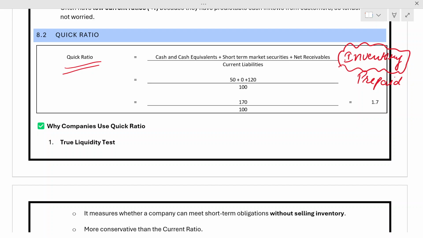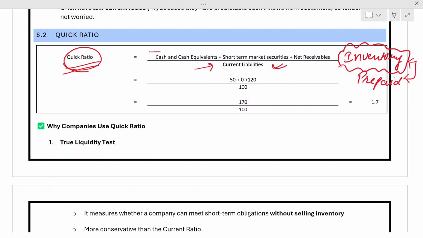For example, you have given advance rent to someone else. Now that advance rent is there, but you cannot use it at the moment, because when the time comes, you will get that money back. That is a different phenomenon. But the quick ratio does not include inventory and prepaid items. Now the numerator was this, and in the denominator current liabilities will be there.